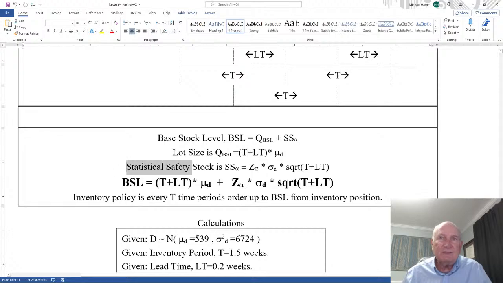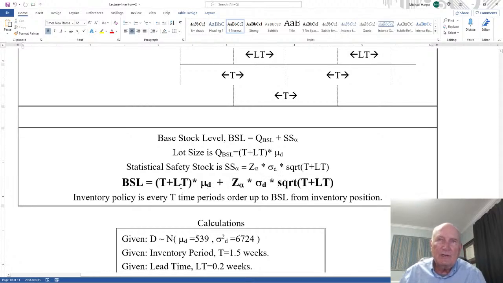Now your statistical safety stock is the same. It's z times sigma times the square root of the lead time. And so now your base stock level simply is the inventory period plus the lead time times the mean, plus the statistical safety stock, which is your z of alpha, which is your stockout level, times the sigma of d, which is the standard deviation of your demand, the variability of your demand. It's the standard deviation times the square root of your inventory period plus your lead time.